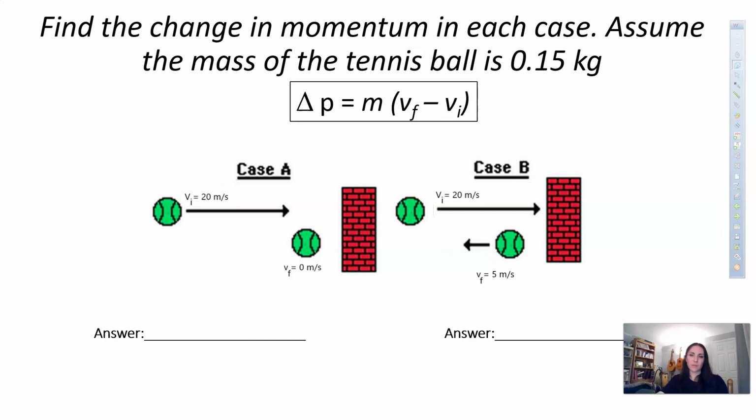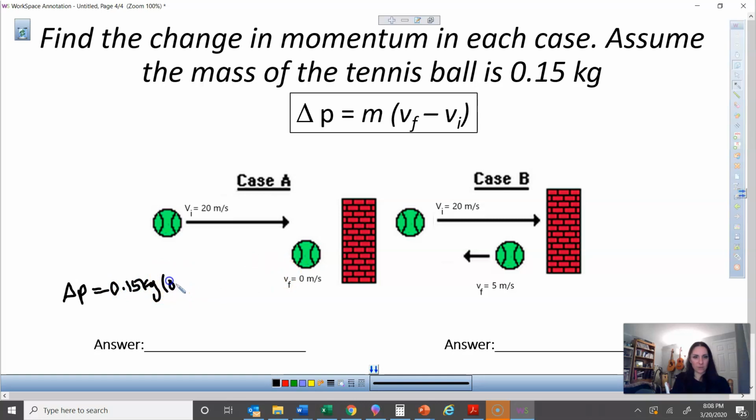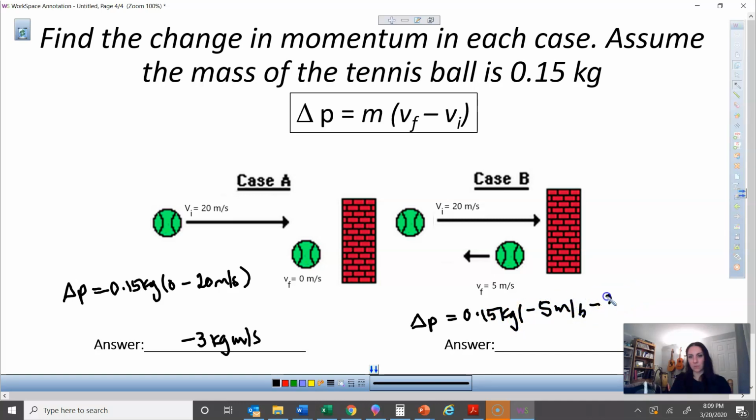Okay, so I assume you paused the video and got the following answers. I am going to do these incredibly quickly, assuming that you do understand this. So the final is 0. This is 20. Because it's -3. And then this one. So -5 minus 20.